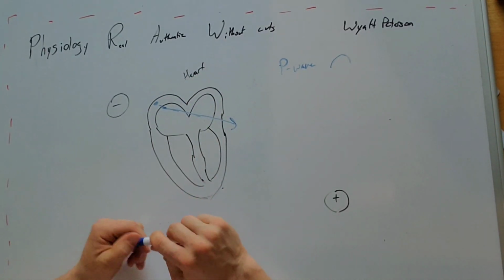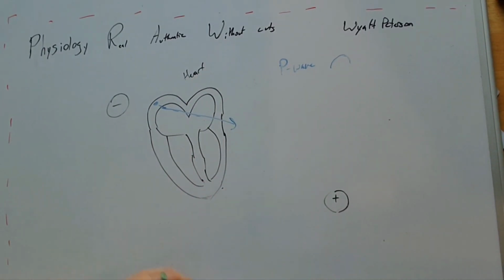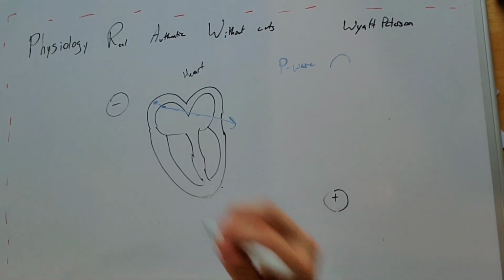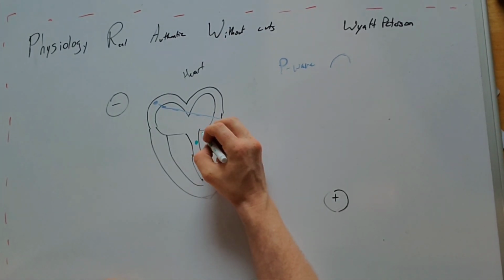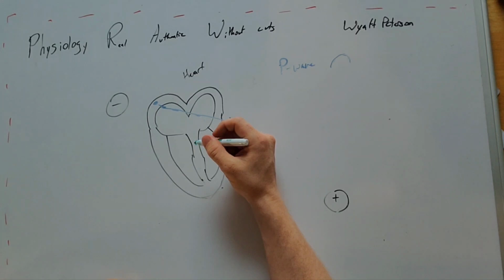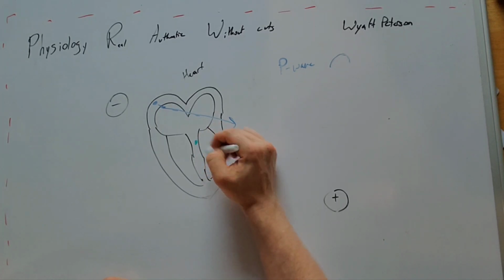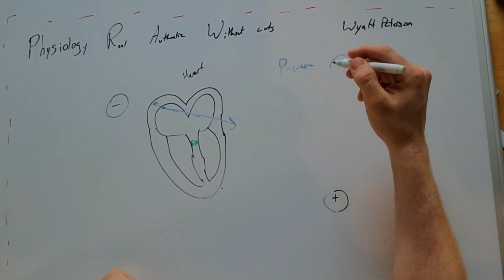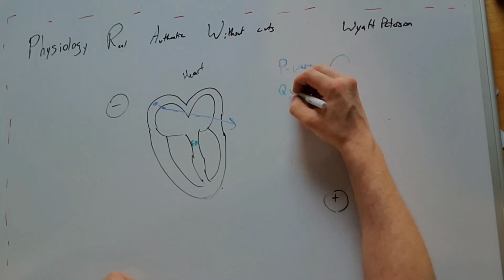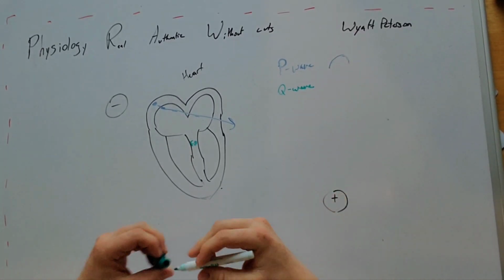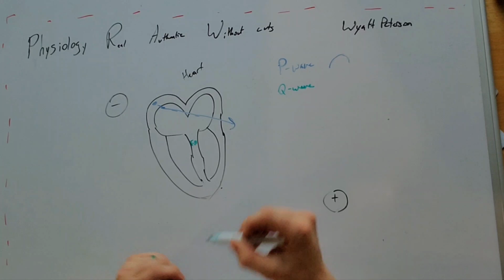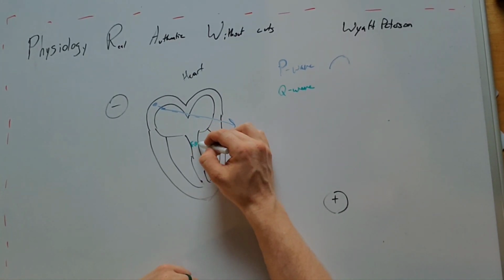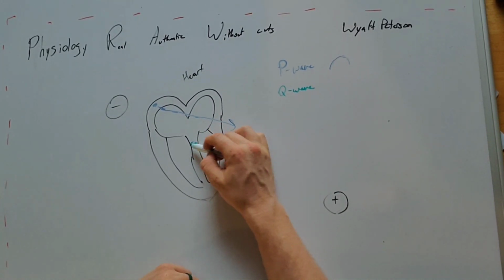When that is all good and done, we move over to the AV node, which is right about here, and so that's going to start depolarizing the ventricles. So it's going to shoot that way. We'll write that. I think it's going to be the Q wave. And once that's done, a little bit that way.